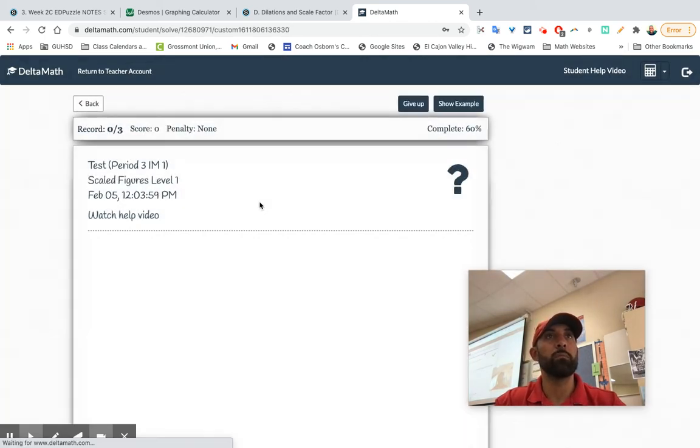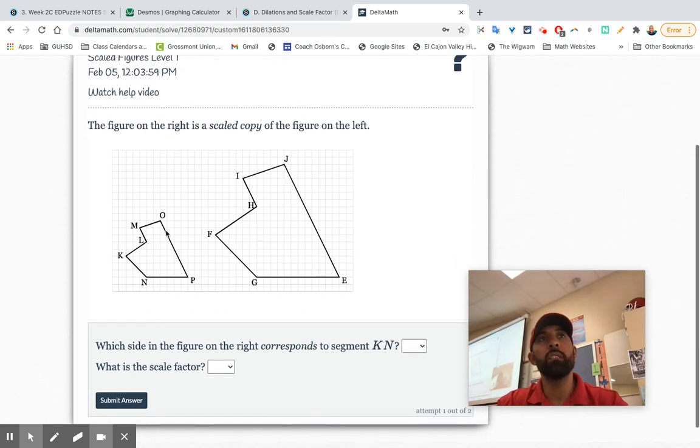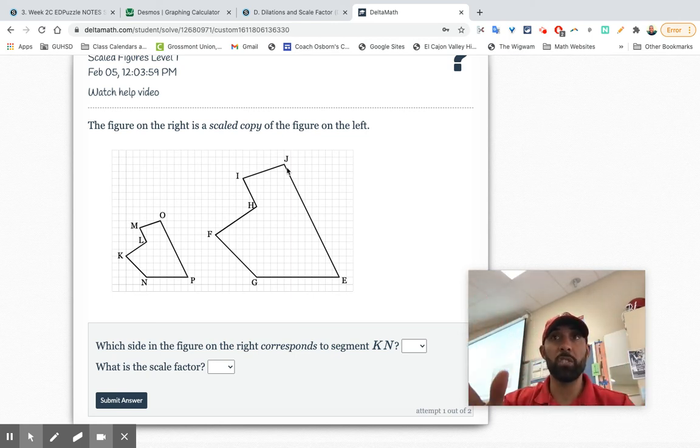All right, next section. Now you're going to be looking at one shape and a new shape, and you need to figure out what sides correspond. And when I say correspond, that means if I'm looking at, let's say, this shape here, side MO, MO is the same side on this larger shape, which is IJ. Because they're the same sides, even though the shape's bigger, that's called the corresponding side.